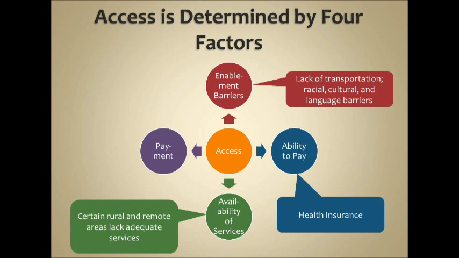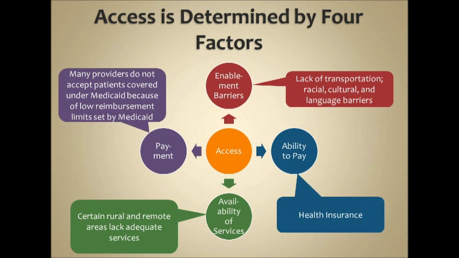on the table. Certain rural and remote areas lack adequate services, especially for mental health. Rural areas pose a lot of challenges for specialized services, such as specialized surgical services. Finally, payment. Many providers do not accept patients covered under Medicaid because of low reimbursement limits set by Medicaid. That's just one example of how payment can get in the way even if a person has health insurance.